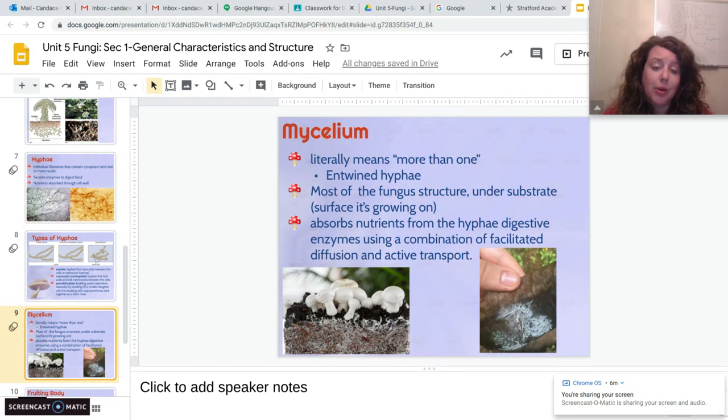One of the largest organisms on Earth is an actual fungus because its mycelium reaches miles. So don't just think because you see a tiny little mushroom that that's the whole entire organism. It's not. Most of the organism itself and the living, not breathing, but living structure is underground. So the job of the mycelium is to help absorb the nutrients from the hyphae.